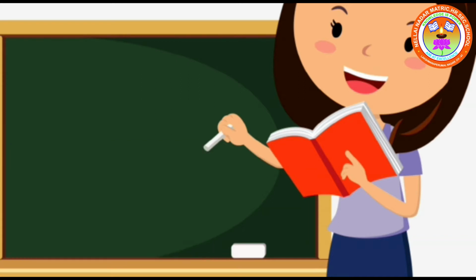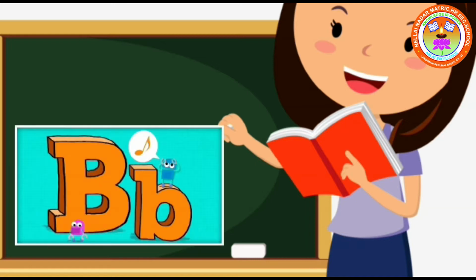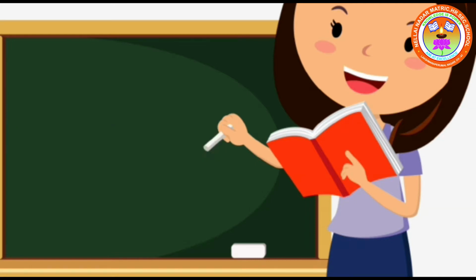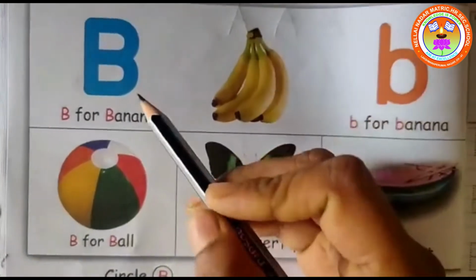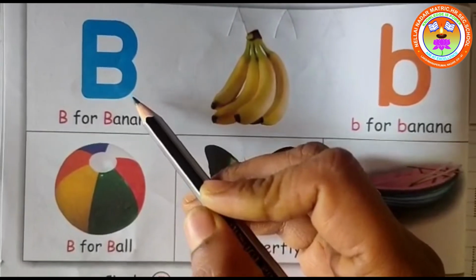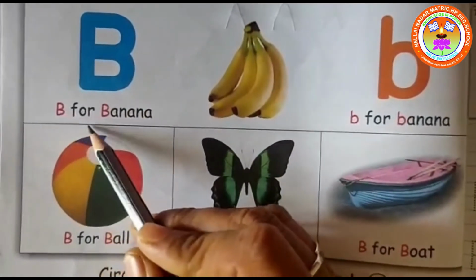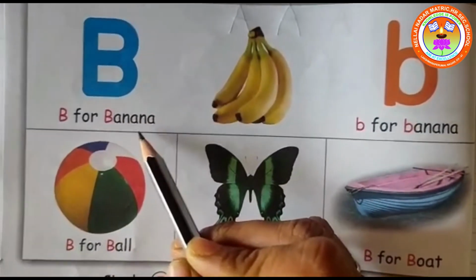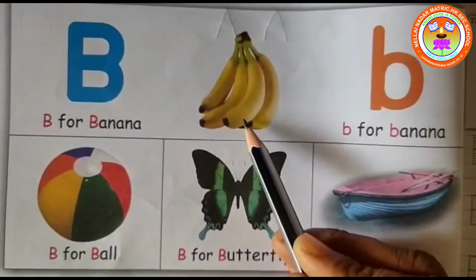Today in English we will see capital letter B and small letter b. Okay children. This is capital letter B. B for banana. This is banana.